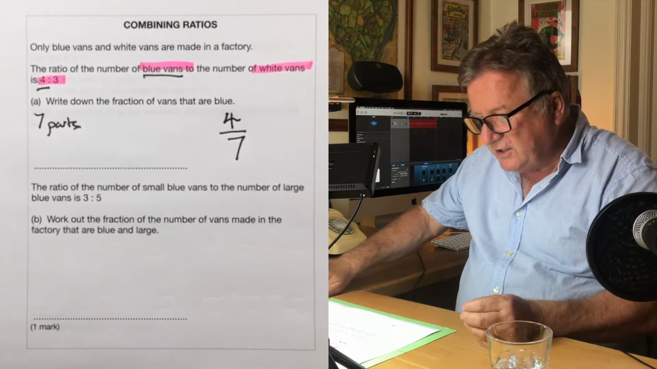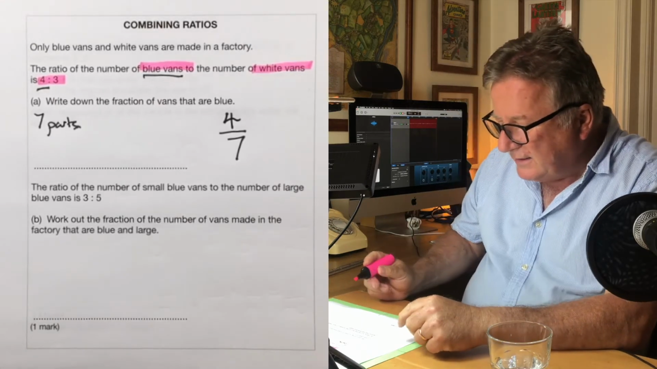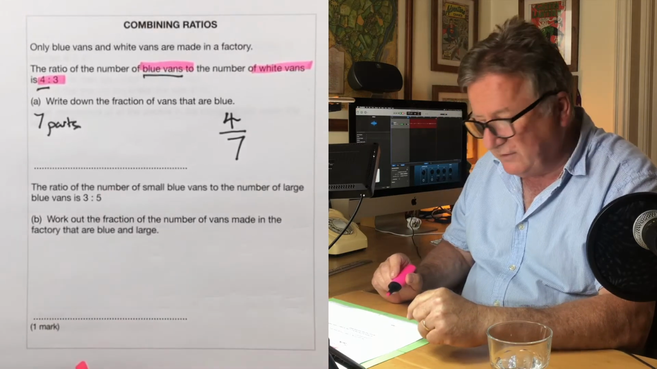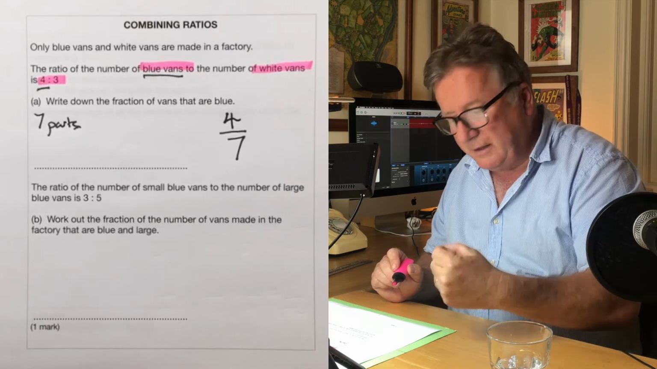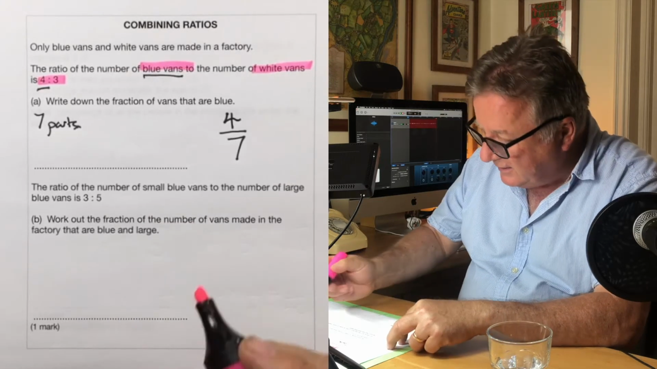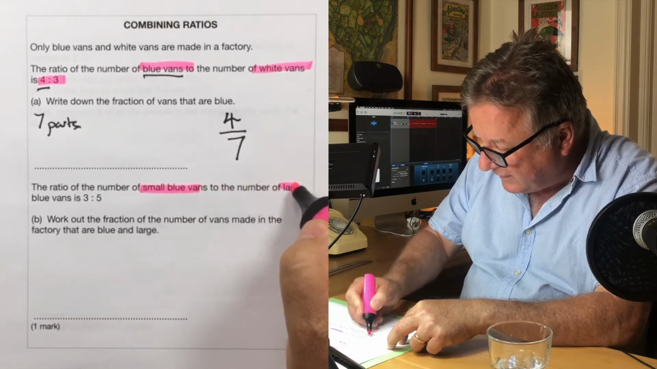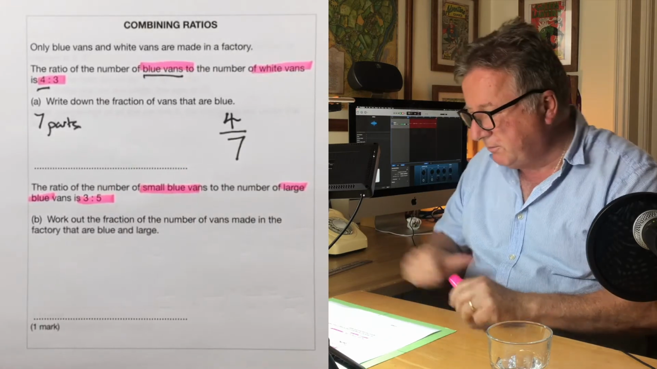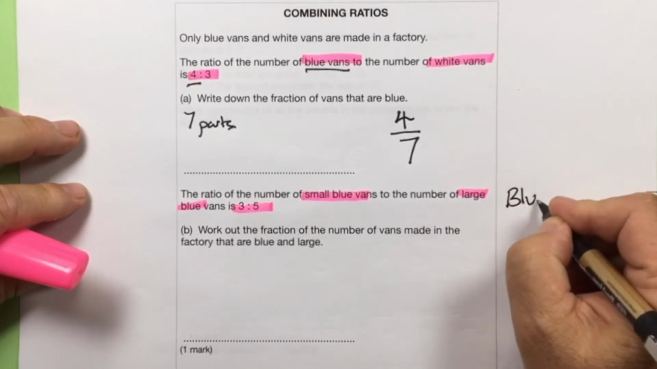And so much of this is in the question. And for blue vans, and the key to this is, I've missed a bit off in the wording for the question, it's preceded by the words 4 blue vans. So this is all about blue vans. The ratio of the number of small blue vans to the number of large blue vans is 3 to 5. So this is all about blue vans. I'm going to write this down. Okay.